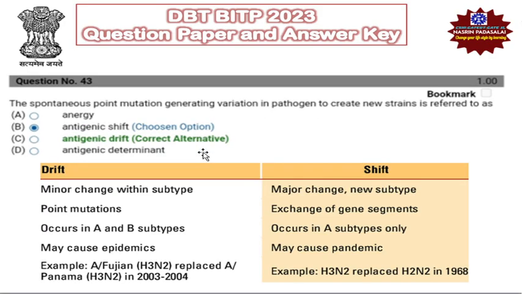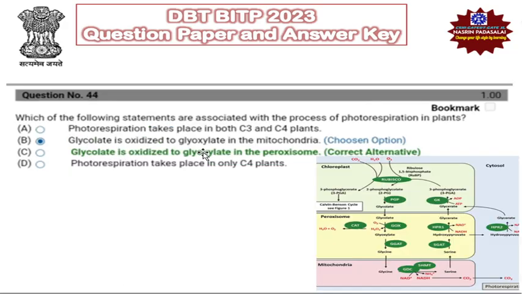Next, a spontaneous point mutation generating a variation in pathogen to create a new strain is referred to as antigenic drift, which is a minor strain within a subtype. It is caused due to point mutation. Once this antigenic drift occurs, there will be two different subtypes of a particular virus. This antigenic drift is responsible for causing epidemics, whereas antigenic shift is responsible for causing pandemics, and it is due to exchange of genetic segments. Okay, the correct answer is antigenic drift.